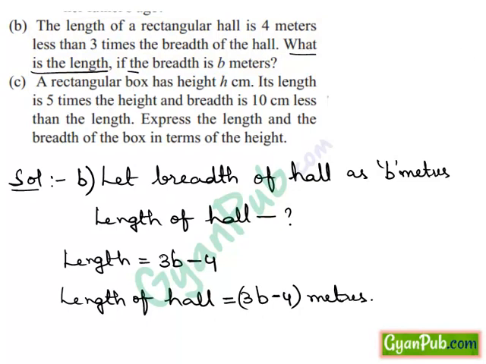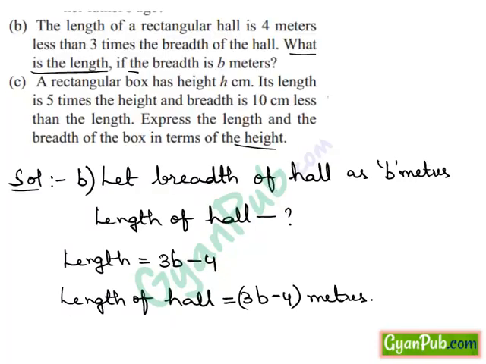Now moving on to the C bit. A rectangular box has a height h centimeters. Its length is 5 times the height and breadth is 10 centimeters less than the length. Express the length and the breadth of the box in terms of the height.